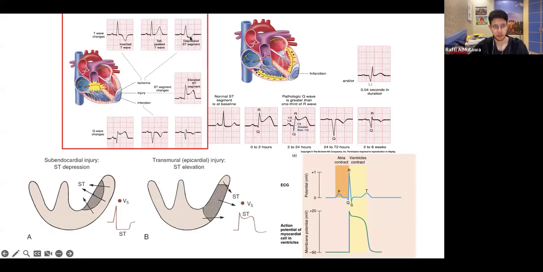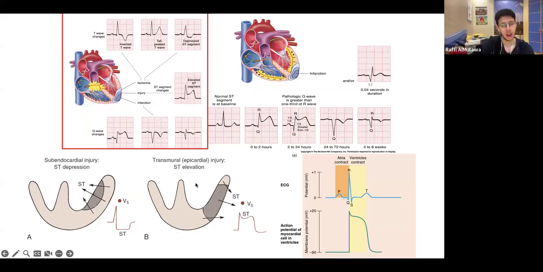Over here are a bunch of different pictures, which are almost showing you the same thing. First of all, over here, we have an ST elevation MI and a non-ST elevation MI. ST elevation means the entire wall of the myocardium is involved, so this is a transmural infarction. As a result, you'll get this ST elevation because the entire wall is affected. A non-ST elevation is usually subendocardial, meaning not the entire layer, but a part of it. As a result, it will go into an ST depression.